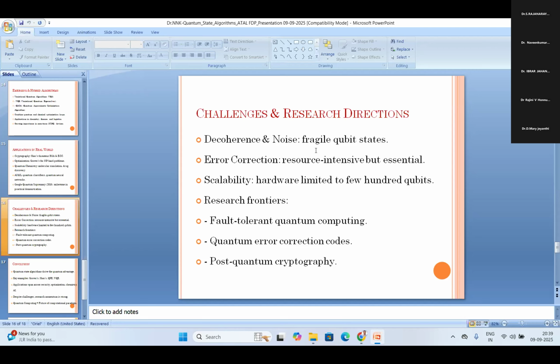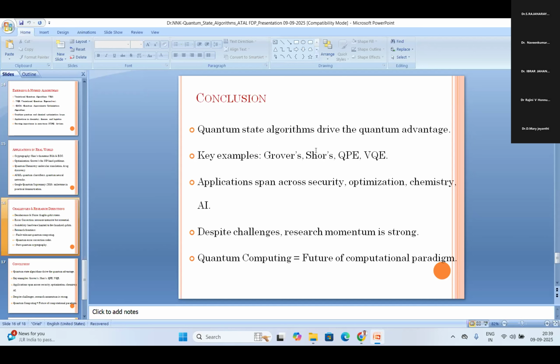Then we conclude these slides. Quantum algorithms drive the quantum advantage. Key examples are Grover's, QAOA, and VQE. We have already seen the steps used to build these quantum algorithms. Then applications span across security, optimization, chemistry, and AI. In chemical reactions, chemical molecules, and drug discovery, we are using these applications.